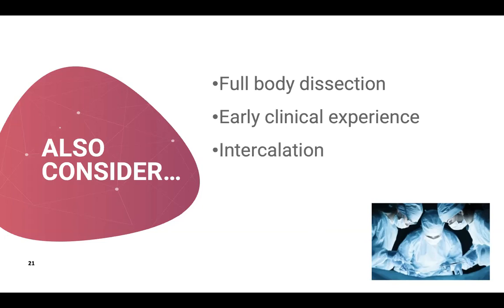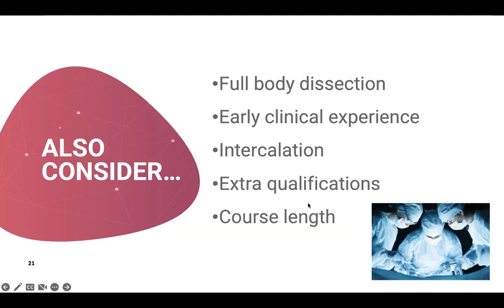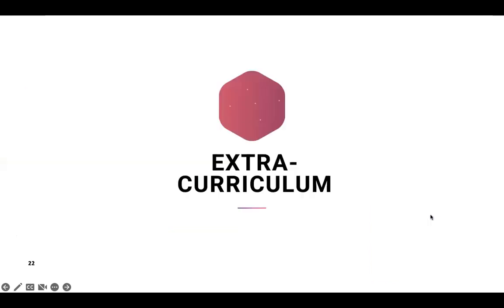Intercalation, do you want to have the option of intercalating? In which case you can go for a 5-year course and then decide in 3rd and 4th year. Or do you definitely know you want to intercalate, in which case you can do a 6-year course, which has compulsory intercalation as part of it. Extra qualifications as well, so I think that's part of things like intercalation. The course length, again, that links back to intercalation. So do you want to do it for 5 years or 6 years?